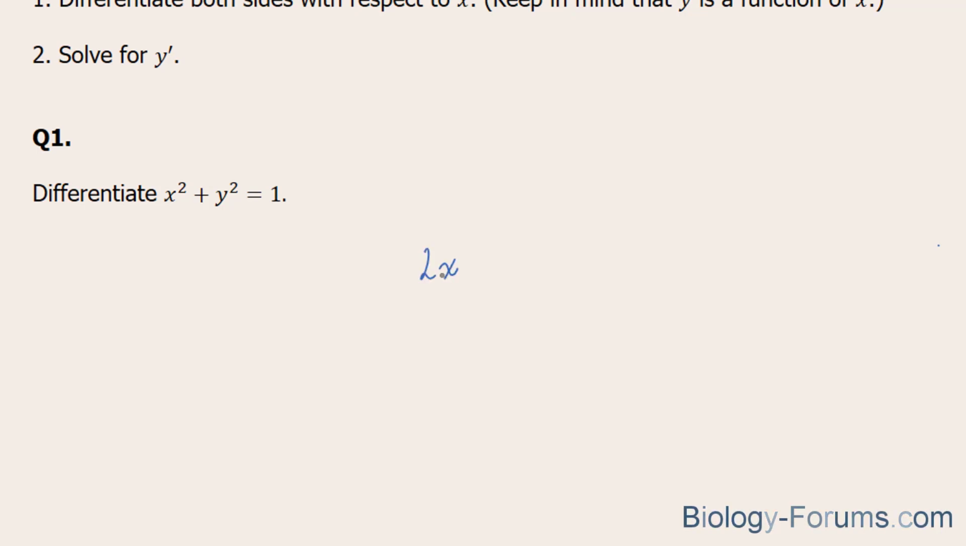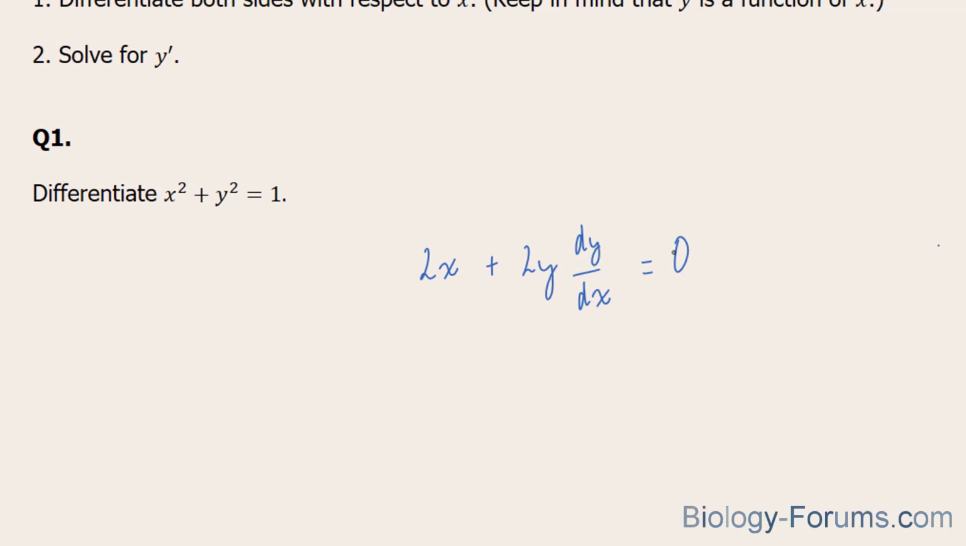Now since we are finding the derivative with respect to x, the derivative of y to the power of 2 becomes 2y using the power rule, and then you write down dy over dx. Now that's the left side. The derivative of 1 is equal to 0.